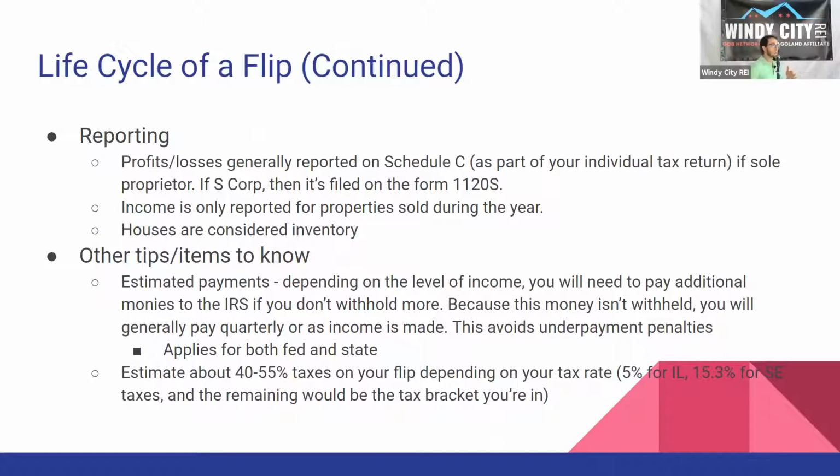Generally, I'd estimate anywhere between 40 to 55%, because you have 5% for Illinois, 15.3 for social or self-employment tax, and then depending on your income tax bracket, it could be as low as maybe 12%, but it could be as high as 37. So it just depends where you are on the income spectrum, but I'd say 40 to 55% is a good number to shoot for.